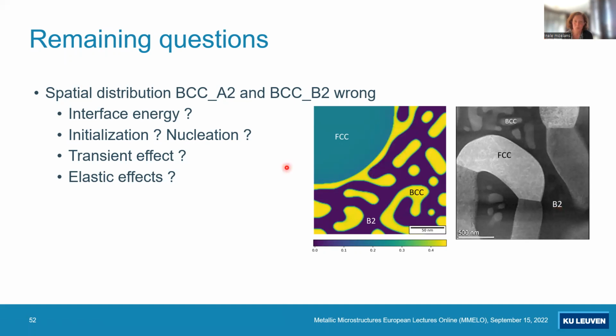So I think we have to incorporate more in our model and probably also make everything composition dependent. We think it can be interface energy; interface energy is composition dependent. It can also be due to the way that we nucleated the FCC phase. The FCC phase was already there in the beginning of the simulations. Maybe if it's really concurrent, it will be different, but we don't know. It can be a transient effect. It can be elastic effects. These are all things that we should include in the model to understand why we see this difference.